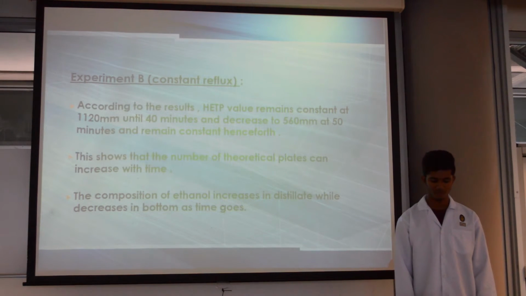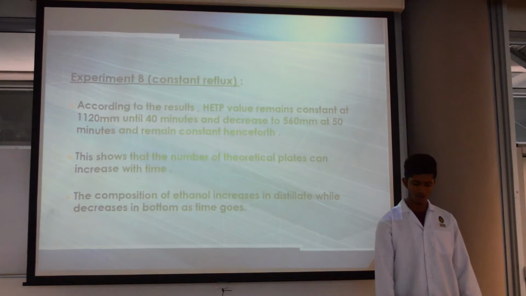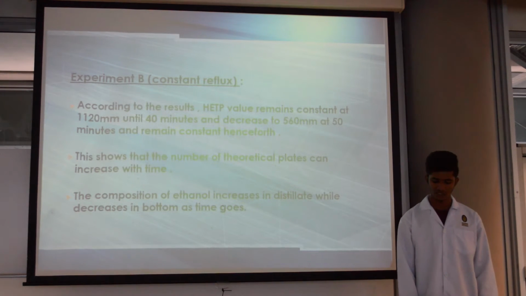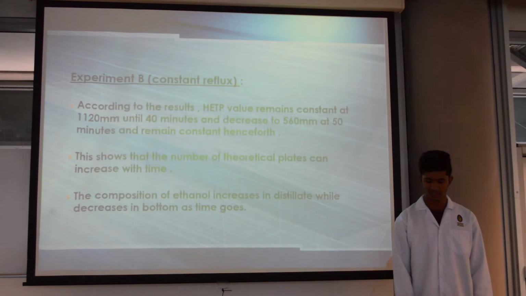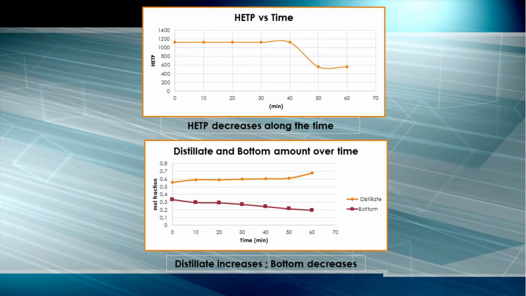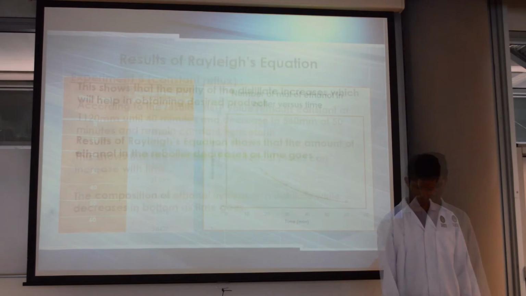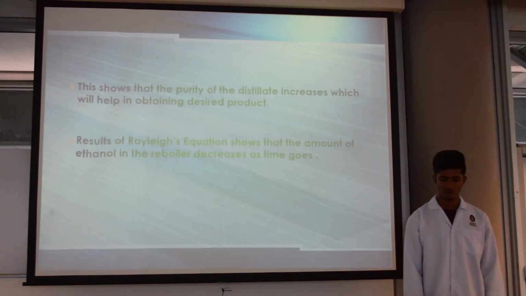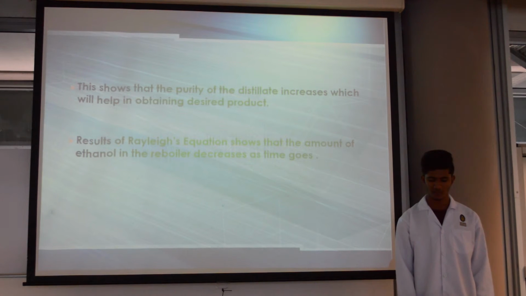This shows that the number of theoretical plates can increase with time, and the composition of ethanol increases in the distillate while it decreases in the bottom as time goes. This can be seen from the second graph in this slide. This shows that the purity of the distillate increases, which will help in obtaining the desired products.